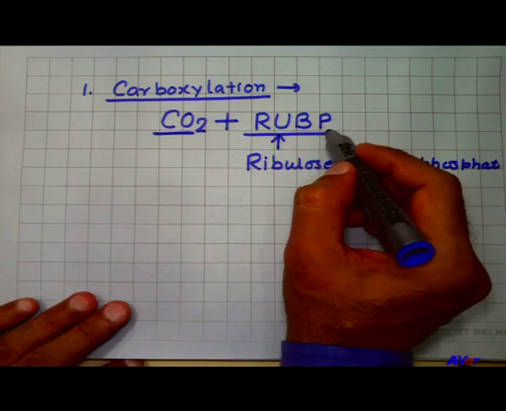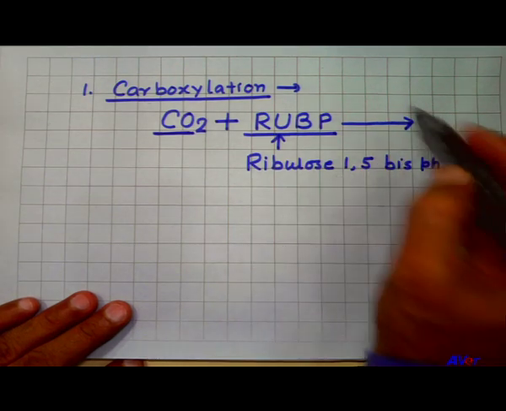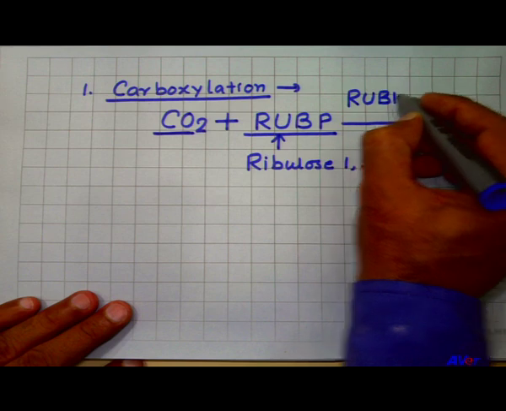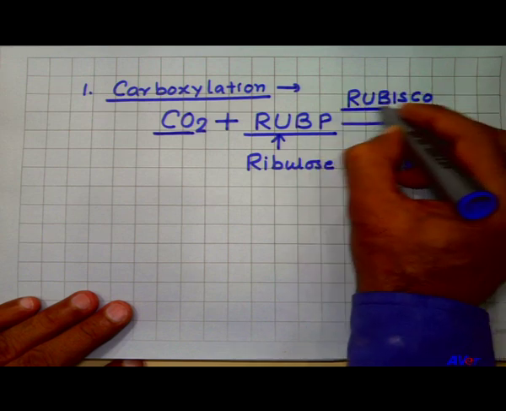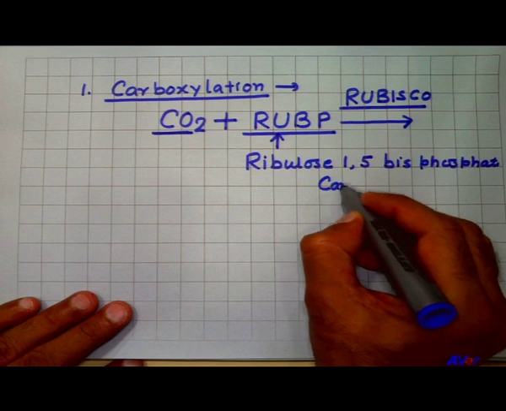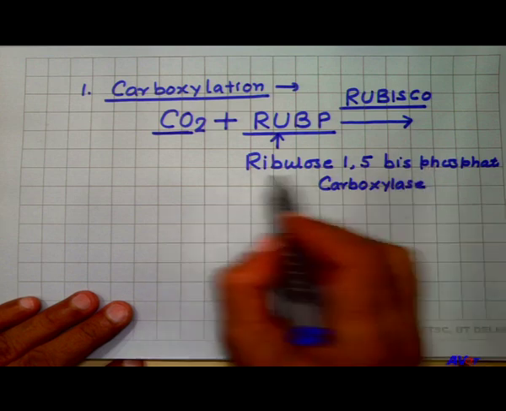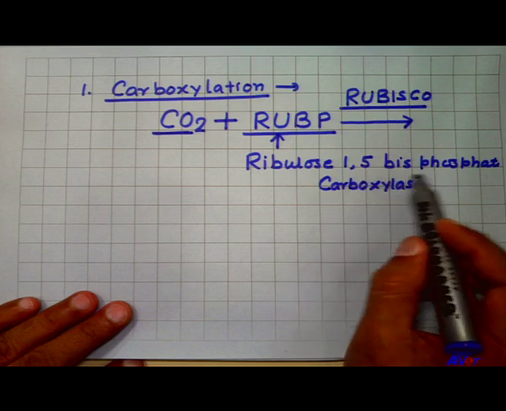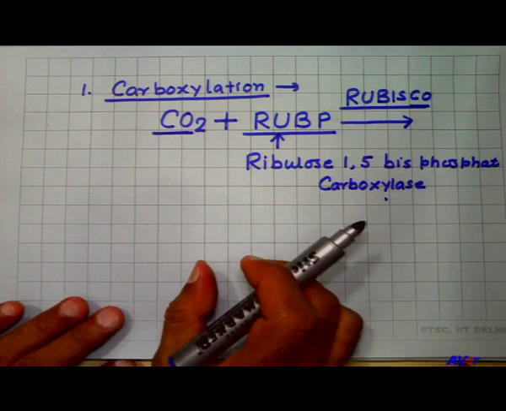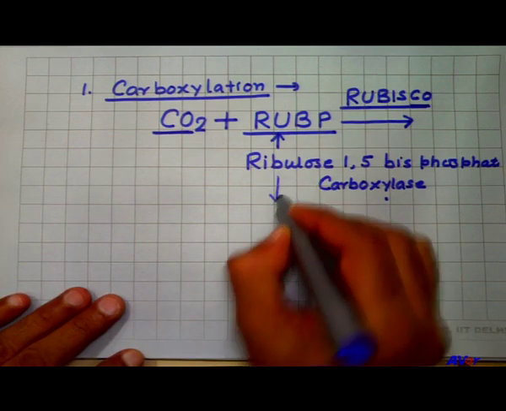This RUBP combines with carbon dioxide with the help of the enzyme Rubisco. The full form is ribulose 1,5 bisphosphate carboxylase. The RUBP stands for ribulose 1,5 bisphosphate and CO stands for carboxylase. This enzyme is known as one of the most abundant enzymes on the earth.